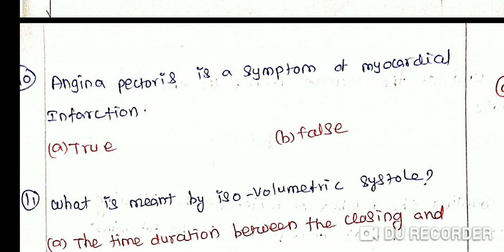Angina pectoris is a symptom of myocardial infarction. Option A true, option B false. The correct answer is option A, true. Angina pectoris is a symptom of myocardial infarction. Due to the weakening of the heart muscles, the heart is not able to supply enough blood, which causes severe pain called angina pectoris. If left untreated, tissue would die, which will cause myocardial infarction or acute heart attack.